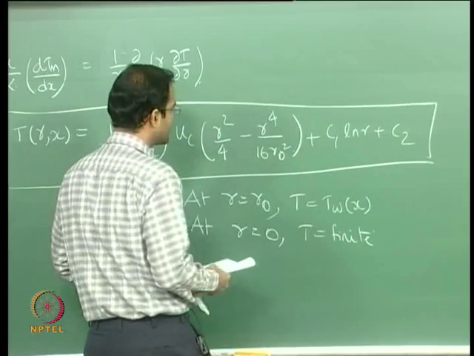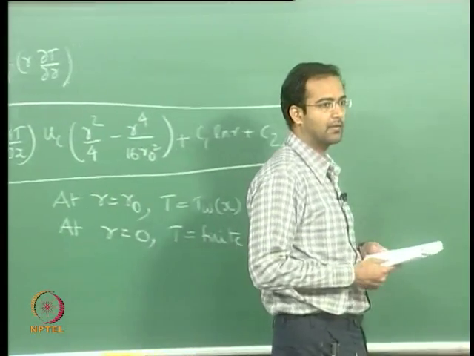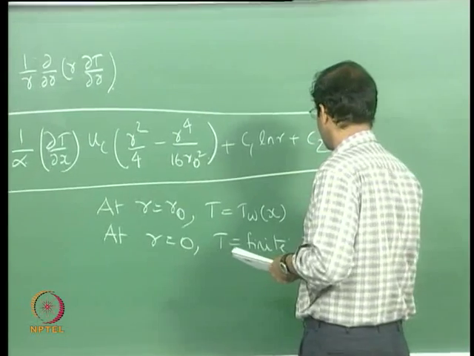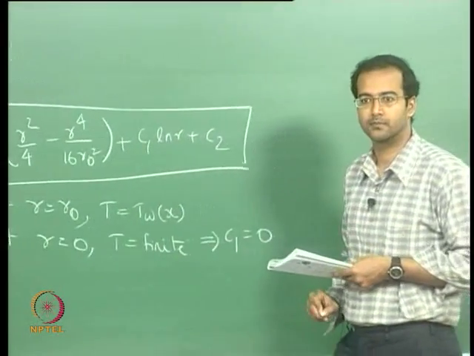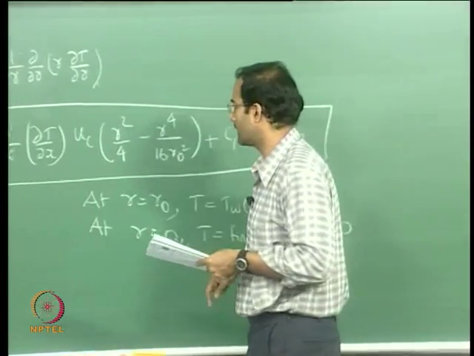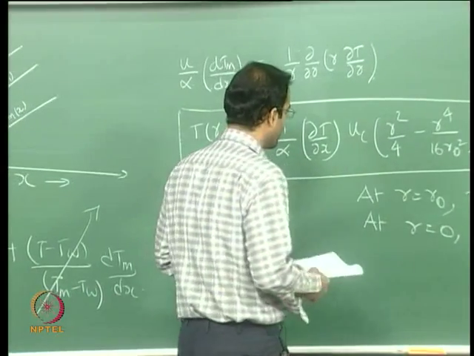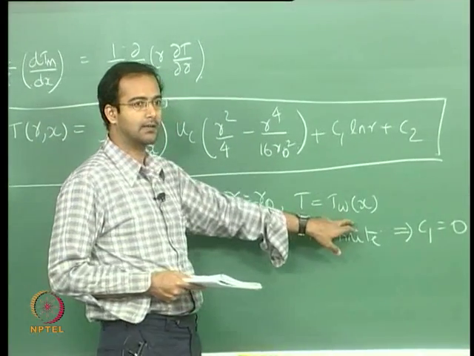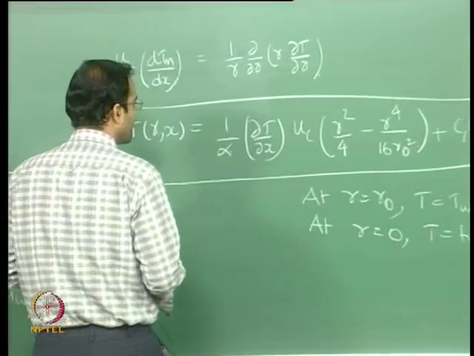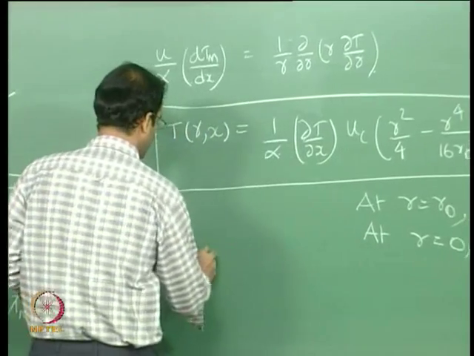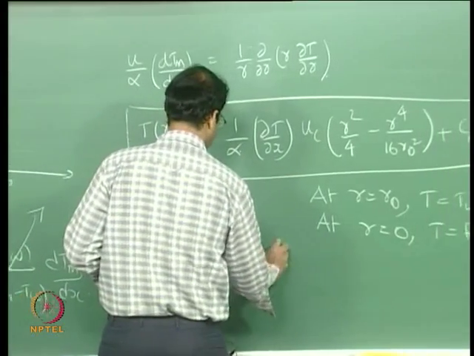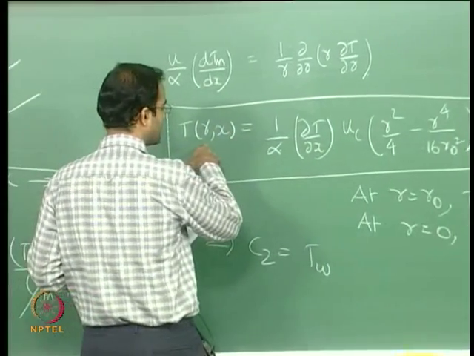Now if you look at this directly, similar to the velocity profile, for a finite temperature at the center your C1 should directly be 0, because this term otherwise goes to infinity, okay. So therefore we directly eliminated C1, so we can use the other boundary condition, r equal to r0, T is equal to T wall, to calculate the second constant C2. So if you substitute, you can determine the constant.